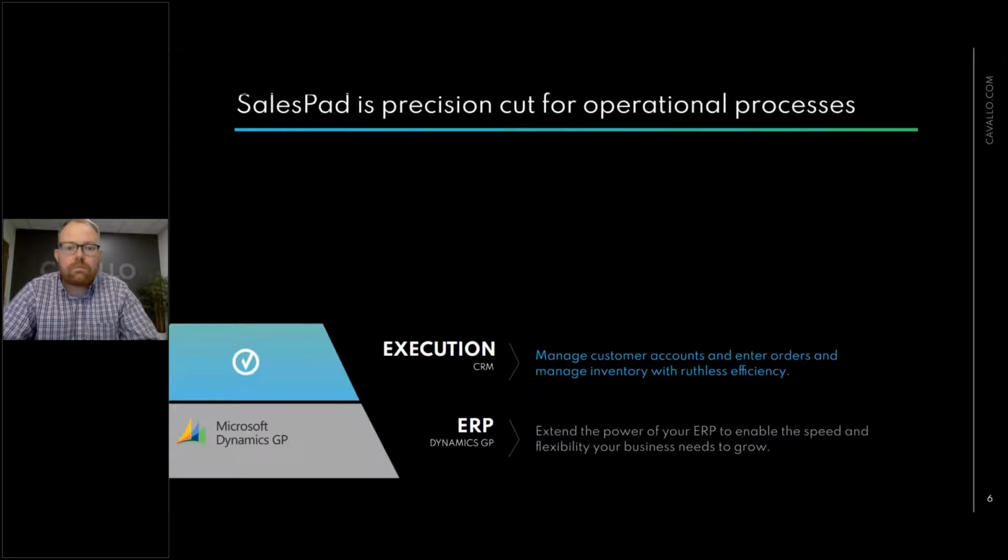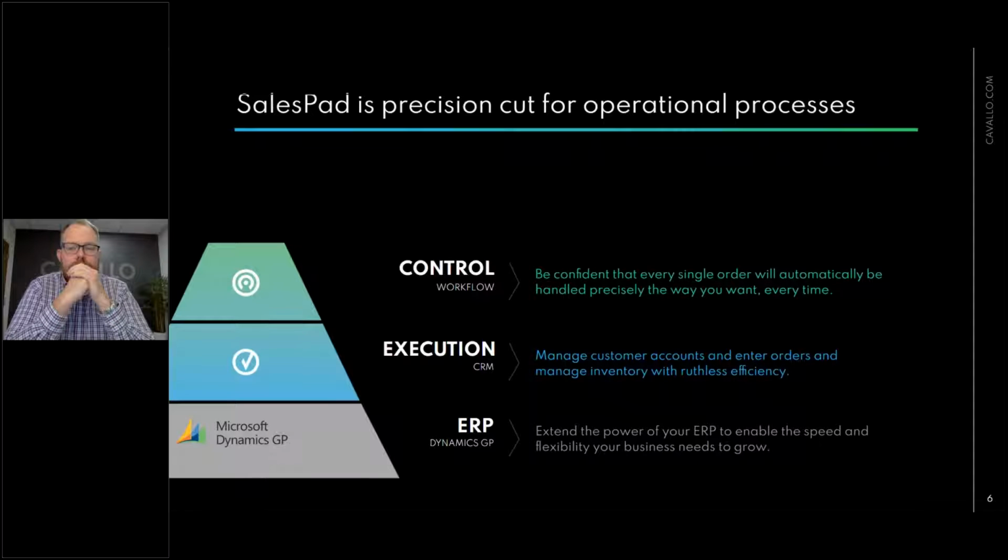So we do have different layers of operational software that we can add into your Dynamics GP through SalesPad. The first level is the execution. Think of this as your day-to-day operations, things like ordering, quoting, gathering your customers, interacting with your customers, inventory management, all the way through collecting cash, shipping, and so on and so forth. So all those day-to-day operations that occur within your business.